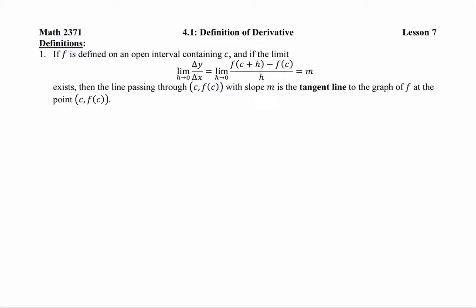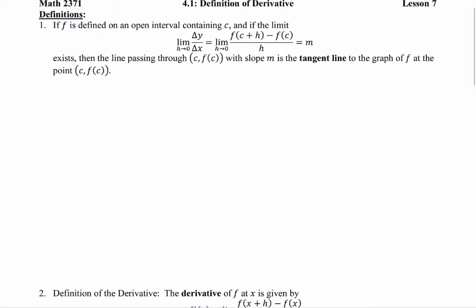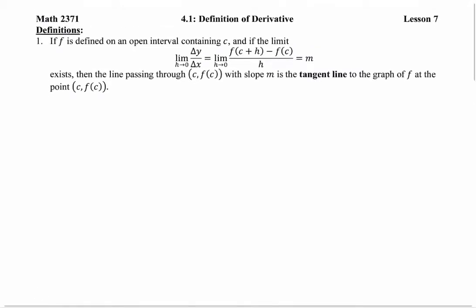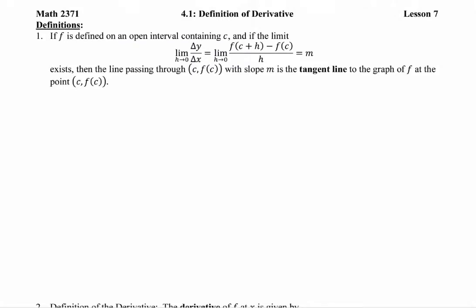All right, welcome to Lesson 7, the definition of derivative. Okay, let's talk about what's going to be happening here. What we're going to be doing is taking the limit as h goes to 0 of the secant lines. So let's look at this.